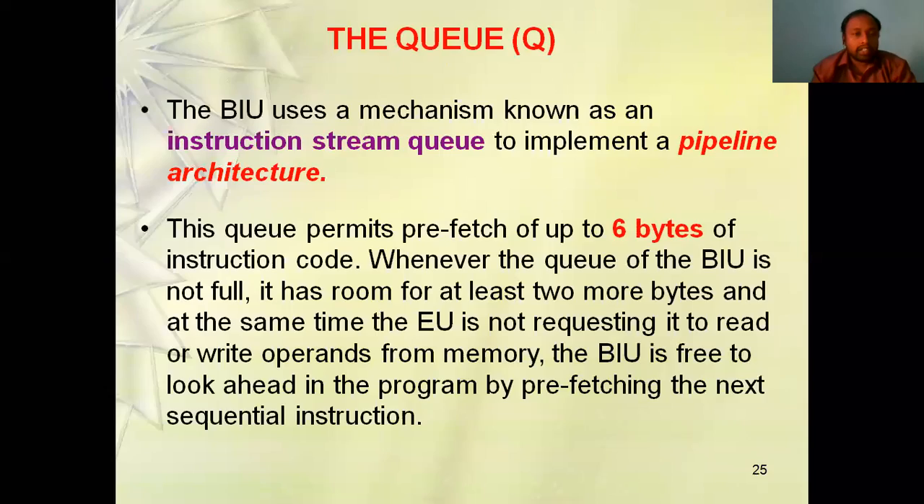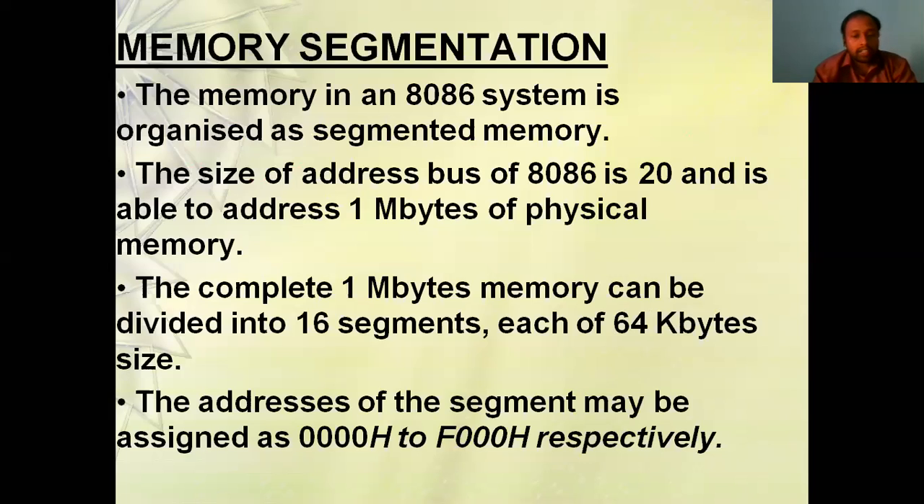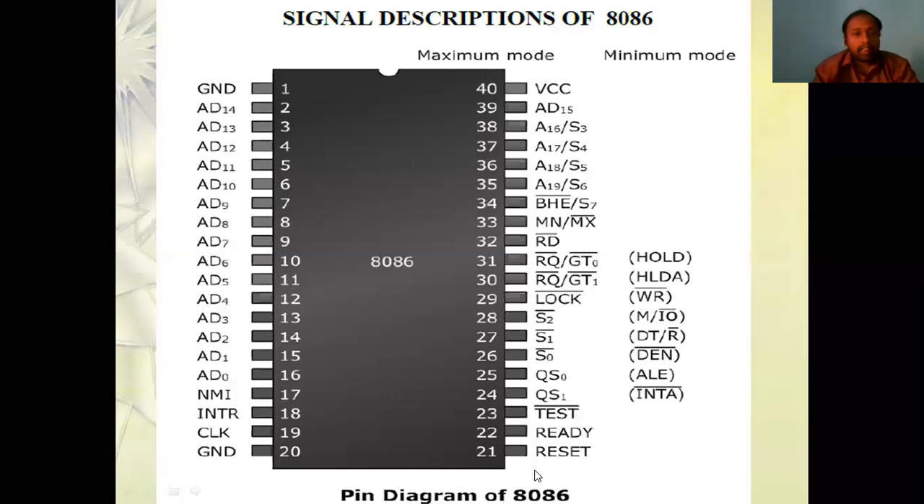And here in memory segmentation, you just give the details about how the addresses were given, so 00000H to F0000H, right? And this is the pin description or signal description of the 8086 microprocessor. AD0 to AD15 are a combination of address and data bus, a total of 16-bit pins, and the address has 20 pins, so the remaining 4 pins are given here with the combination of status lines, right?